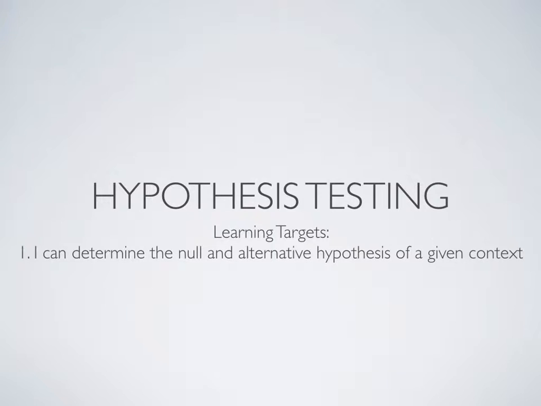This is a little bit different from what we've been doing, but today we're going to talk about determining the null and alternative hypothesis of a given context. We're going to go over what a null and alternative hypothesis are, what relationship they have with each other, and how to do that.